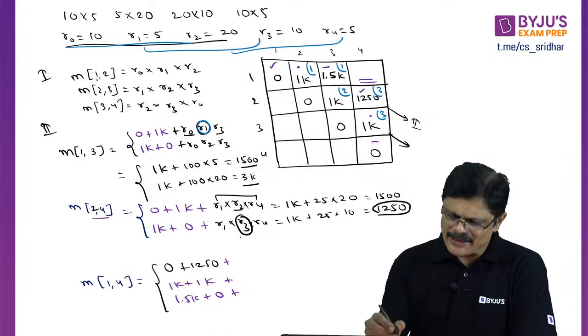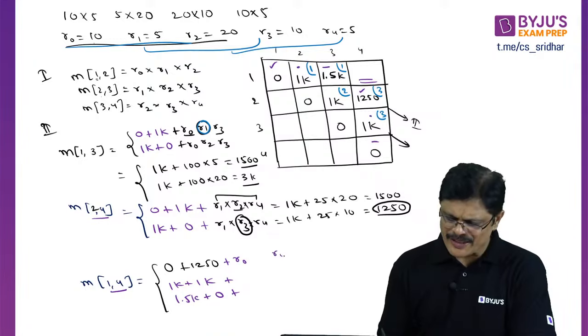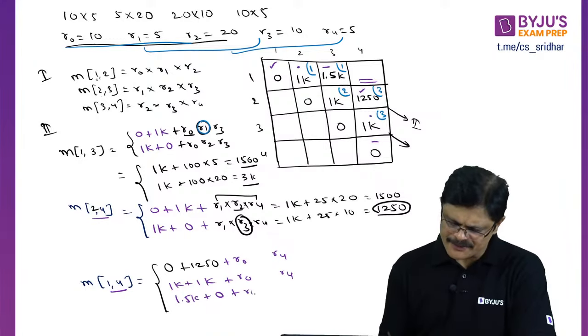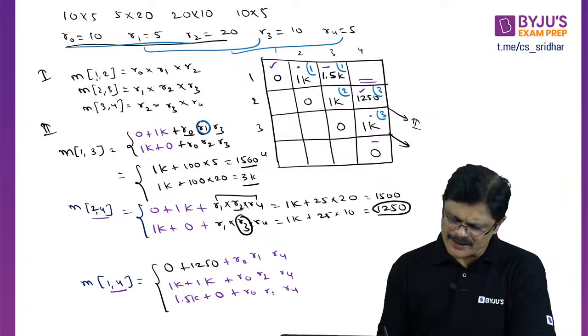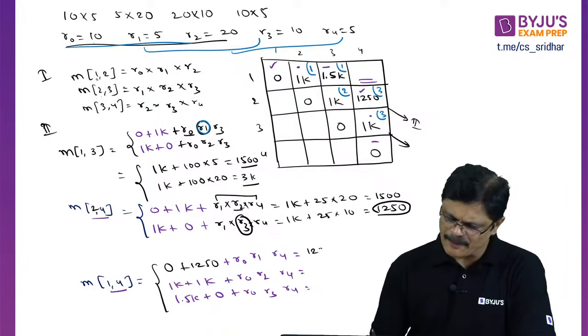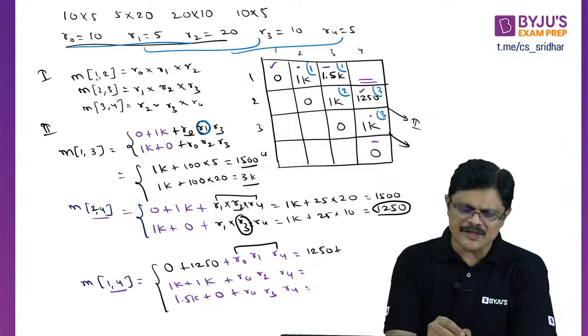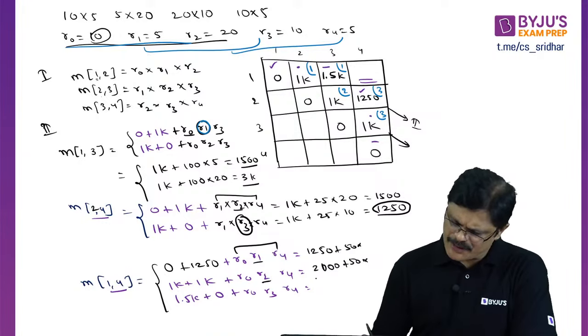Right. Now, what happens here? For 1 to 4, as I told you, whenever it is 1 to 4, one less than 1 is R0, and the last one is R4. R0 and R4 are fixed here. And the ones which are varying are R1, R2, R3, so you can easily multiply them. When you simplify this, it is 1250 plus, because R0 into R4, 10 into 5, is fixed, that is 50 into the R1 value. Here also it is 2k, that is 2000 plus 50 into R2. This is 1.5k, that is 1500 plus 50 into R3.